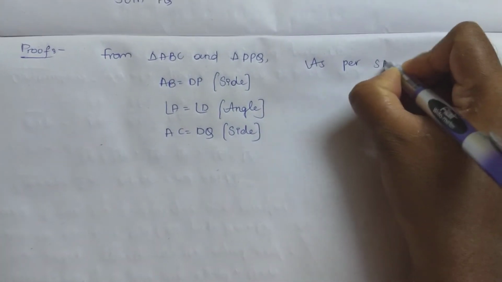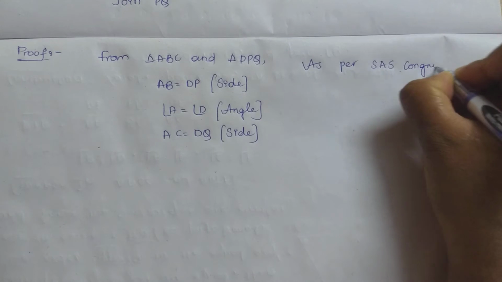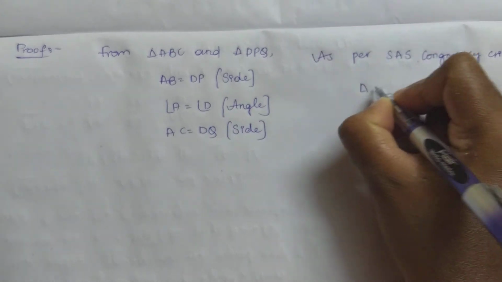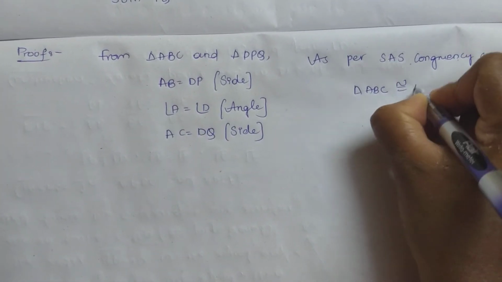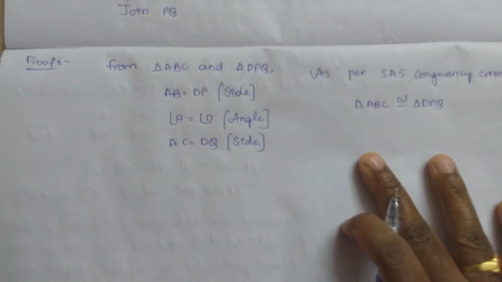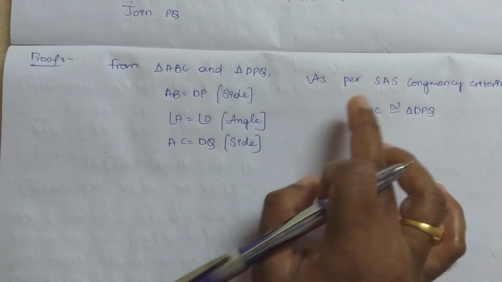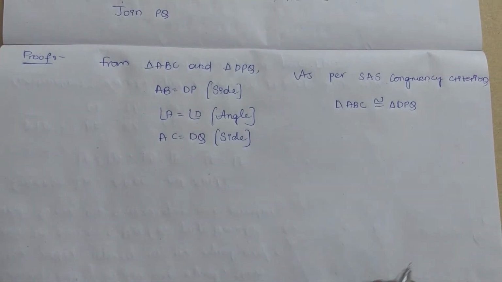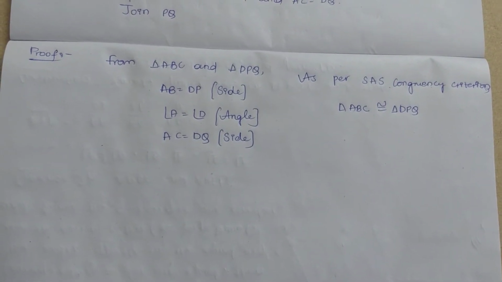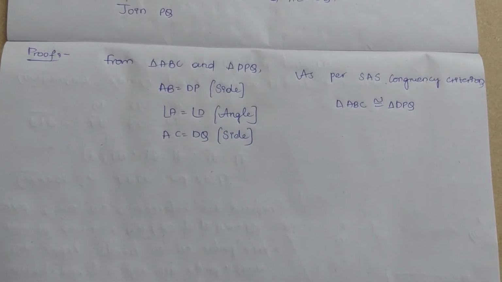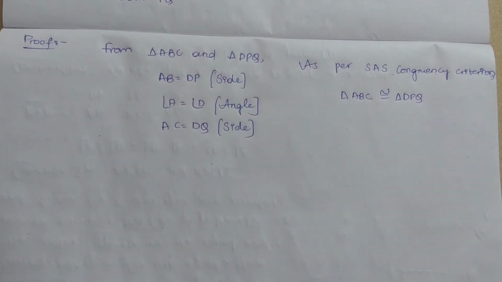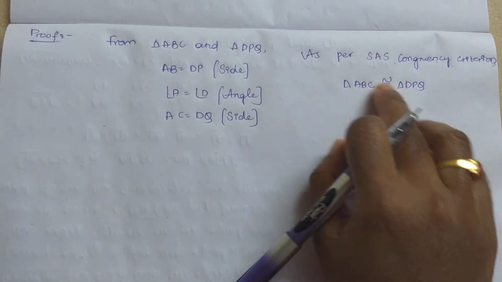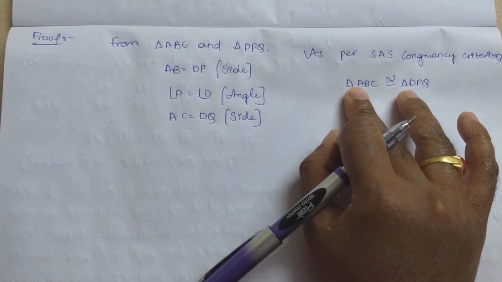As per SAS congruency criterion, triangle ABC is congruent to triangle DPQ. Correct? So because two sides and one angle are equal, as per SAS congruency criterion, triangle ABC is congruent to triangle DPQ. So what is meant by congruency? Congruency is nothing but corresponding angles are equal and corresponding sides are also equal. Correct? So corresponding angles are equal means what? Angle A equals angle D. That is already given in the question.